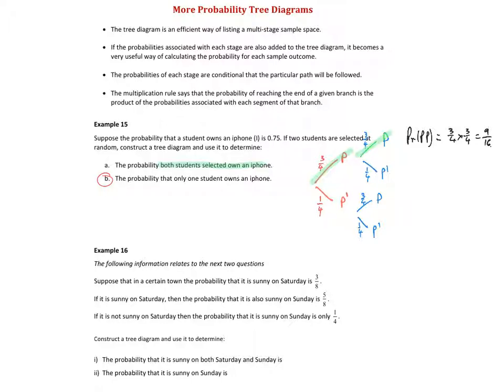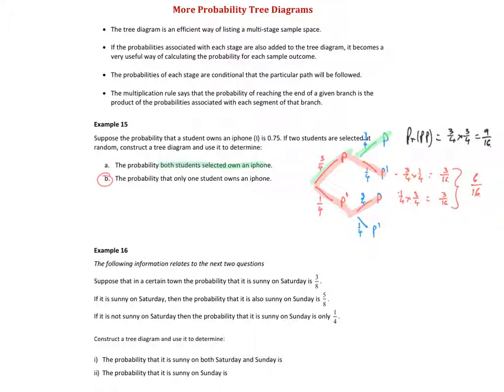So only one of them. So if we have a look at one student owning an iPhone, I could go, has an iPhone, doesn't have an iPhone, or doesn't have an iPhone, has an iPhone. So they're the two pathways, aren't they? So if I multiply along those pathways, I've got 3/4 by 1/4, which is 3/16, and then I've got 1/4 by 3/4, which is equal to 3/16. So if I add them together, I get 6/16. So there's my answer to B. I won't worry about writing it out.